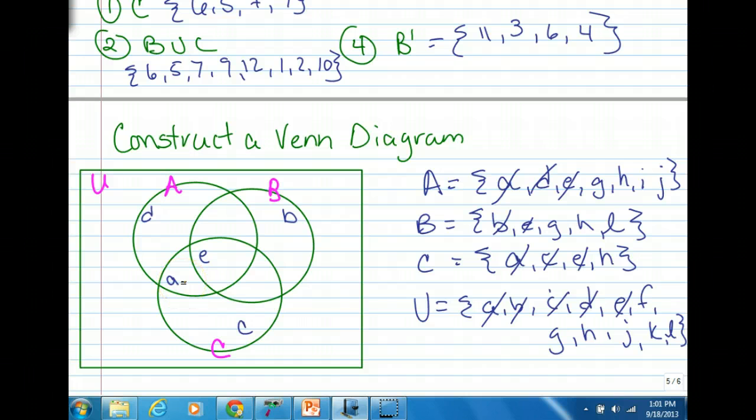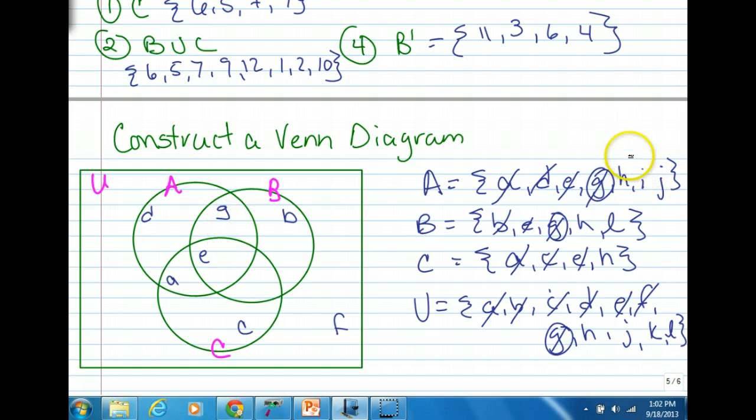How about F? That's in the universe, so we're just going to put it out here. How about G? We got A, we got B, and we got the universe. I took G from A, and G also from B, and G from the universe. Notice that it's in both A and B, so it's going to go in this section right here. Slow me down when you need to.